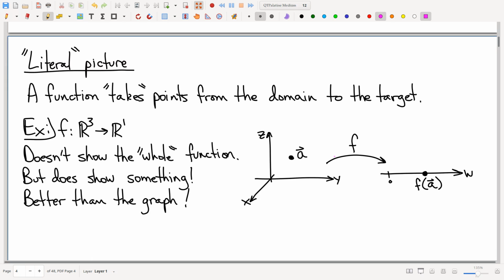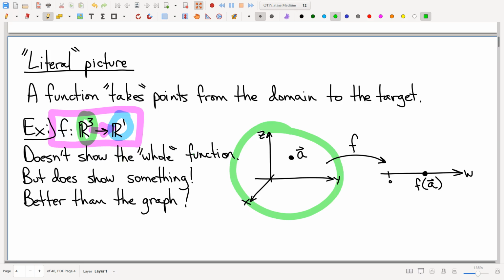I think this is an underappreciated type of picture, at least in settings like this. This is what I like to call the literal picture. And the big idea is that if you have a function, keeping in mind what functions do, they take points in the domain and they do stuff to them to result in output values in the target. And we can just straight up literally draw that. So for example, as in this case, my domain was R3. Okay, there's R3. That's my attempt to just very literally draw R3.